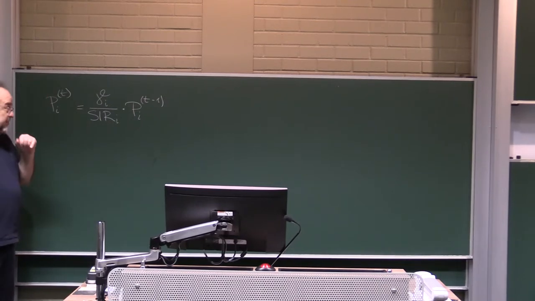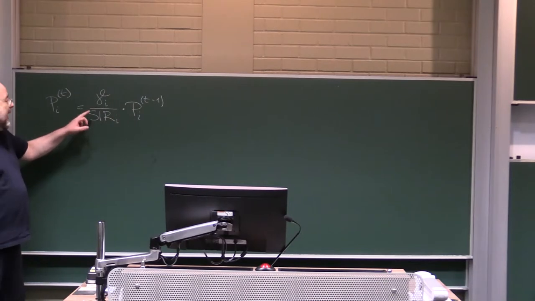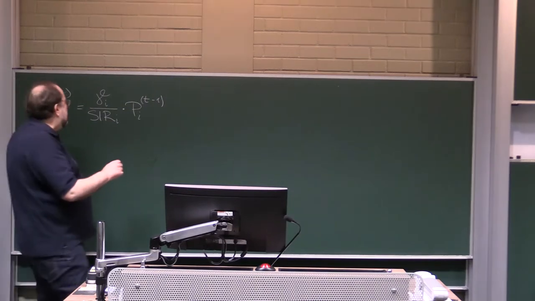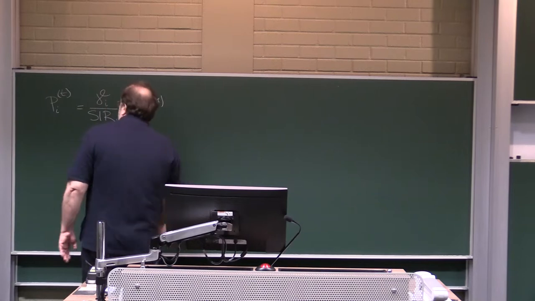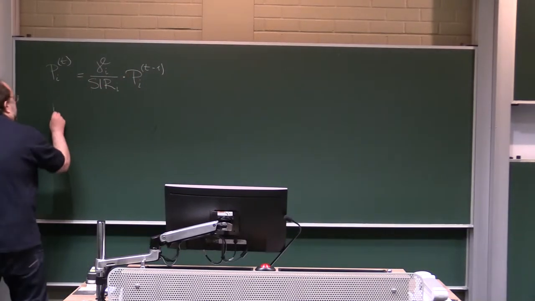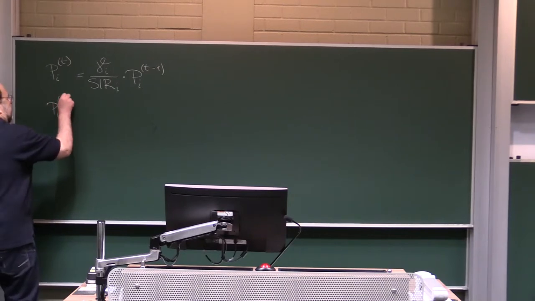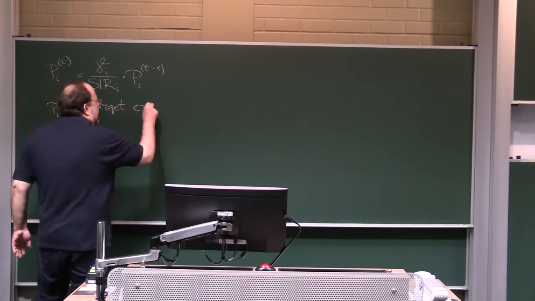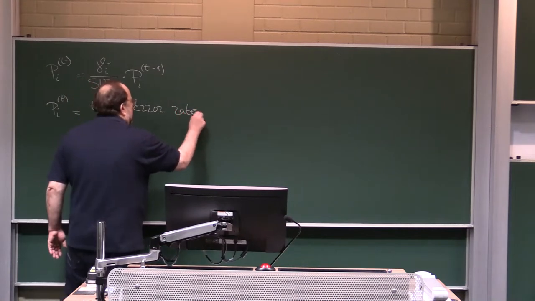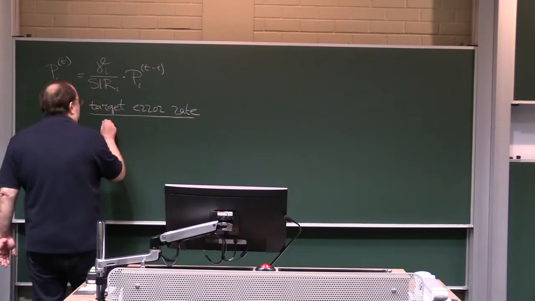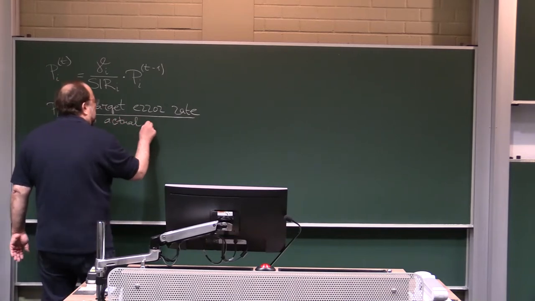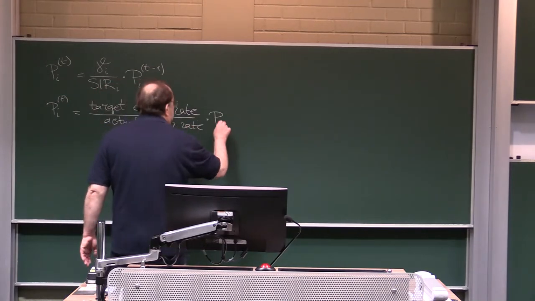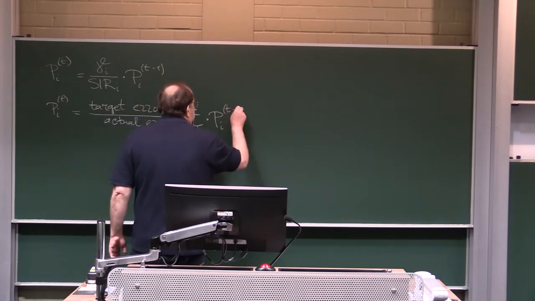ratio? Well, actually, it turns out that you don't have to estimate either of the two, because you can actually use instead a proxy that says power at instant t should be equal target error rate divided by actual error rate times the power of ith transmitter at instant t minus 1.